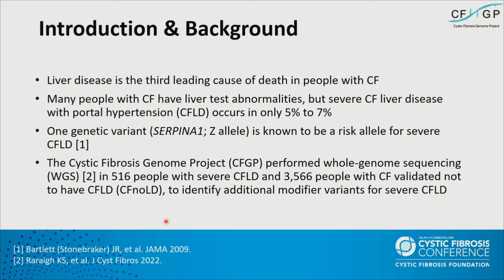This is going to be brief, obviously, for this group. Liver disease is one of the leading causes of death in CF. Many patients have abnormal liver function tests, but Simon tells me that I can say as many as 5 to 7% may have portal hypertension. We know that there's one genetic variant in the alpha-1 antitrypsin gene, the Z allele, known to be a risk allele for developing severe liver disease with portal hypertension.